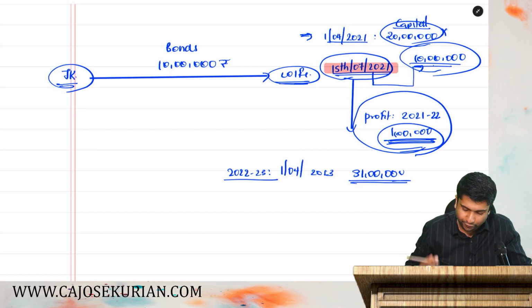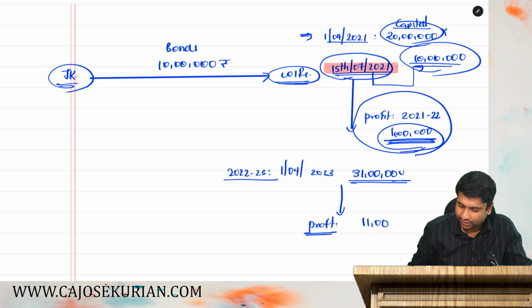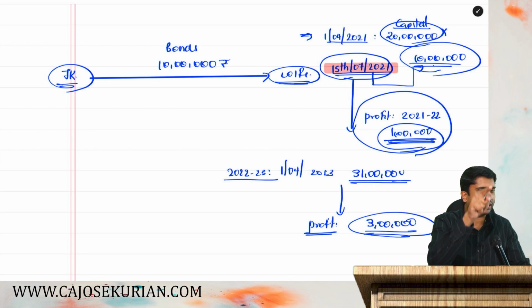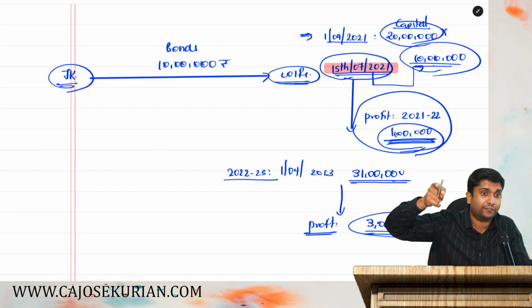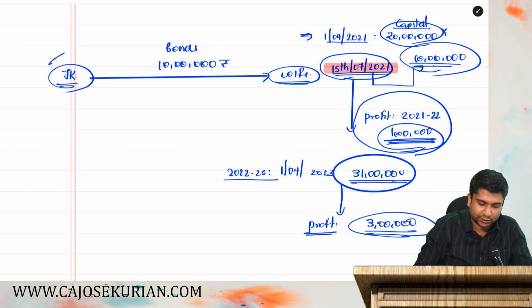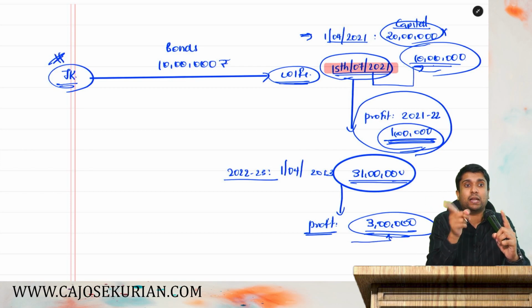And in that year, she got a profit of, say, 3 lakh. Now again, for this profit you have to check whether there is an impact of the gift coming in the opening capital. Yes. Out of your opening capital, 10 lakhs is the gift given by the husband. So a proportionate part of this 3 lakh profit has to be clubbed in the hands of the husband.